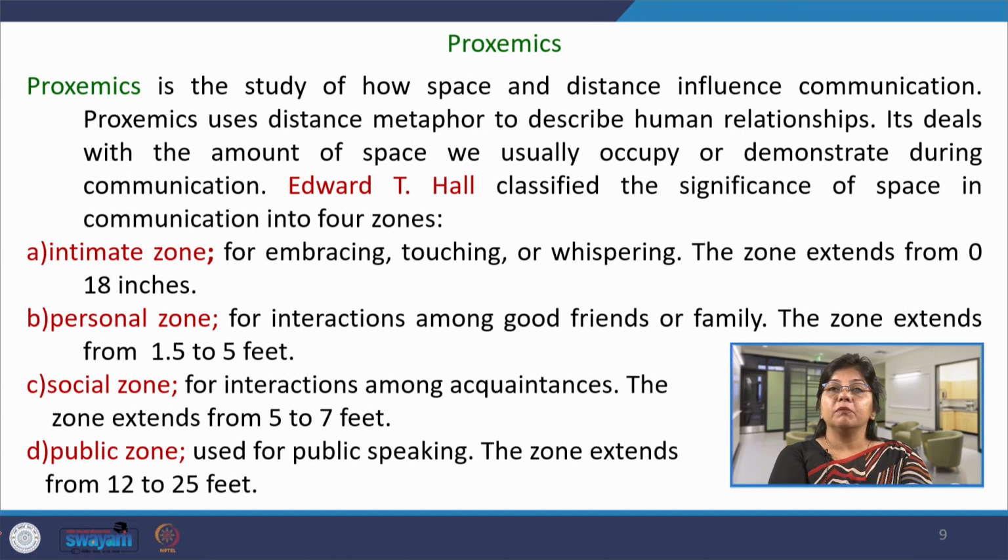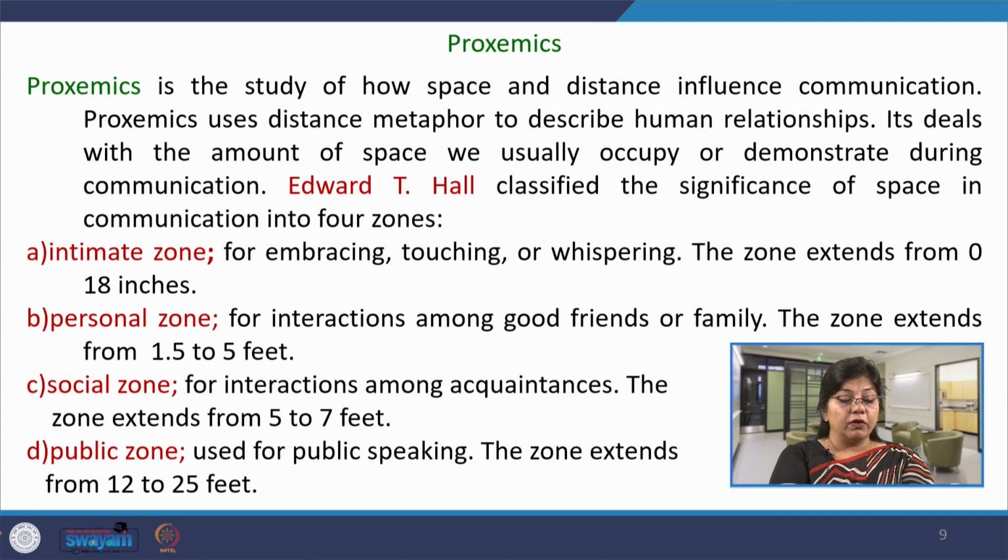The other is the personal zone. For interactions among good friends or family, the zone extends from 1.5 to 5 feet. Maybe your neighbors, you talk to each other, you exchange pleasantries and at the same time you know each other very well. So, this is the personal zone, where we have a personal neighborhood and we are interacting with these people, good friends and family.